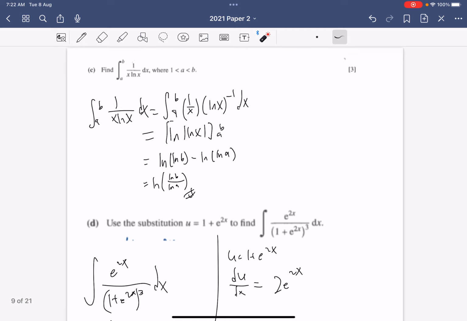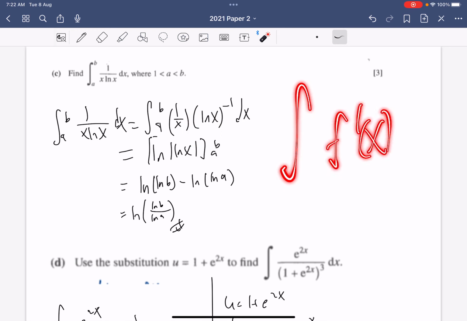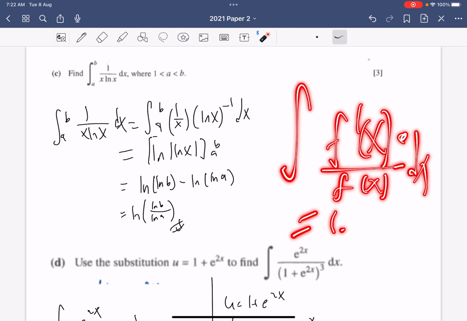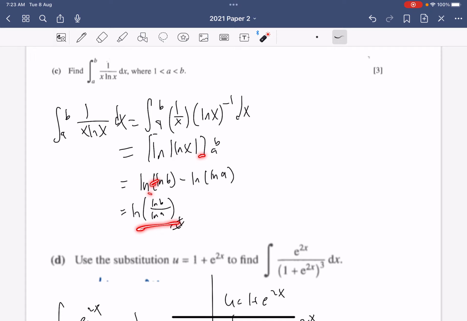For part C, now we're supposed to integrate from 0 to b of 1 over x ln x. And in this case, we know that 1 over x is the derivative of ln x. So if we just ln, it's like this formula. Then this is just ln f(x). So it's actually just ln x, and then it's from a to b. Then you just need to sub in and you get this answer.